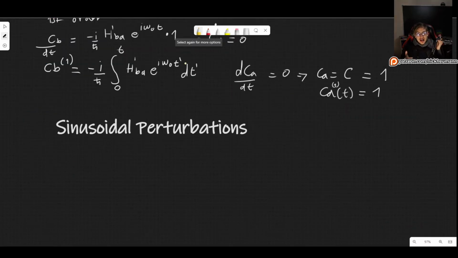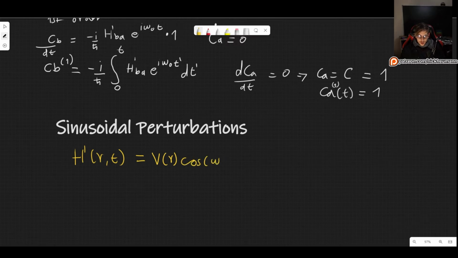Now, as I said, our goal is to apply this theory to hydrogen atoms interacting with electromagnetic fields. So we will be dealing with Hamiltonians of the form H prime of r and t, with perturbations of this form: some radial part times the cosine of omega t, with omega some sort of natural frequency. We will see its meaning very shortly.